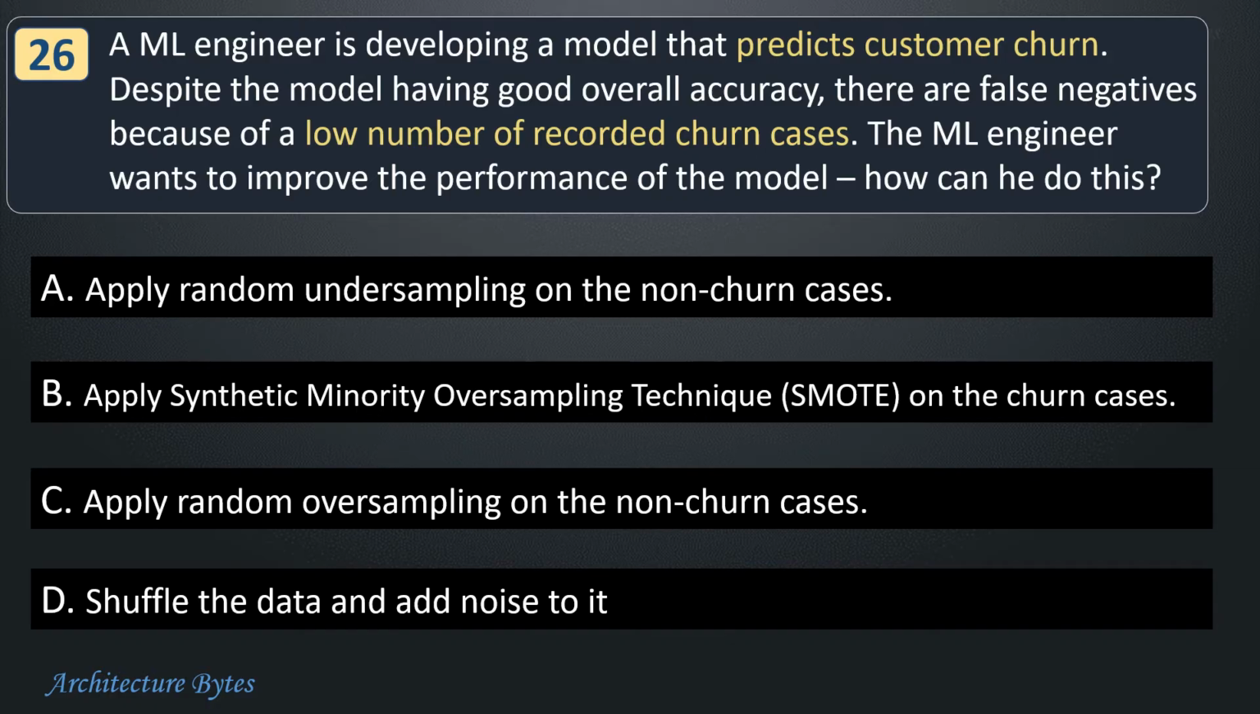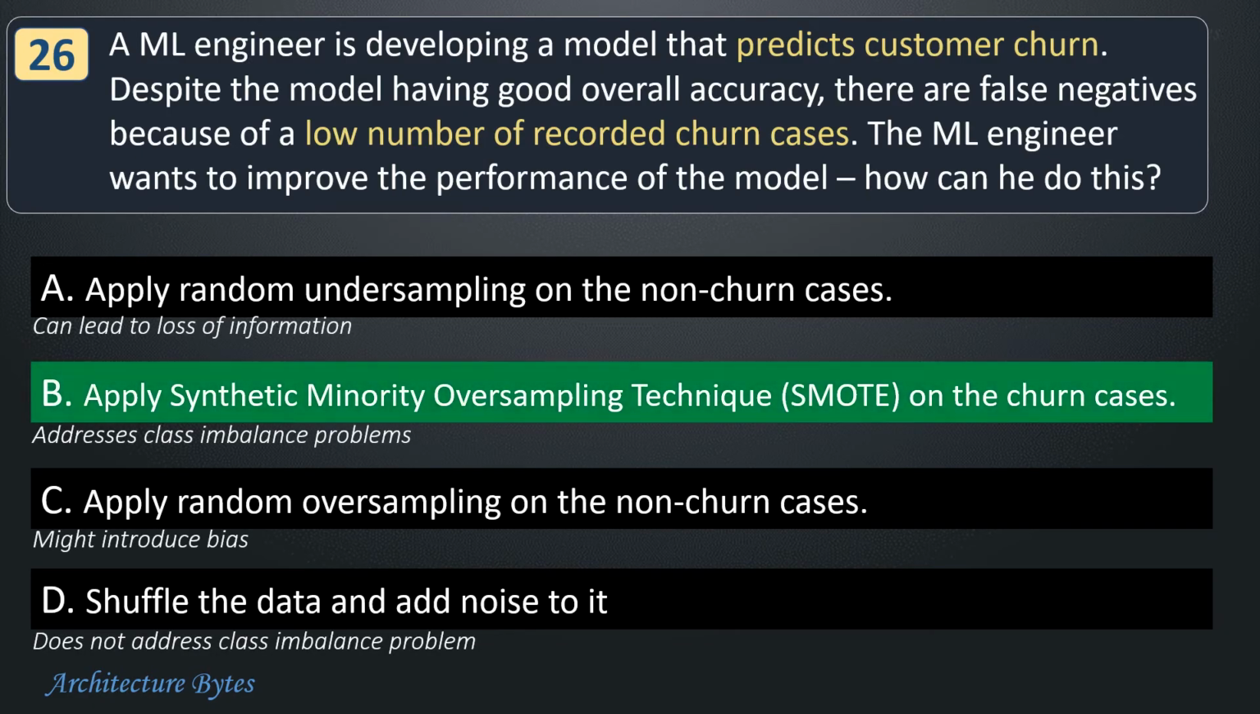Option A, apply random undersampling on the non-churn cases. Option B, apply synthetic minority oversampling technique on the churn cases. Option C, apply random oversampling on the non-churn cases. Or option D, shuffle the data and add noise to it.